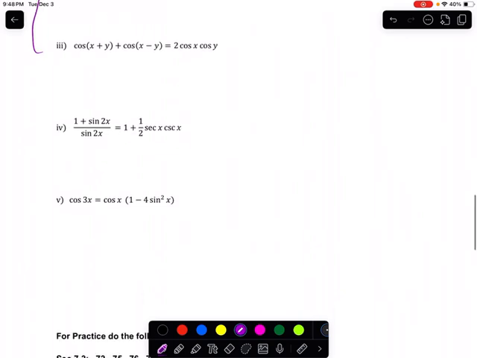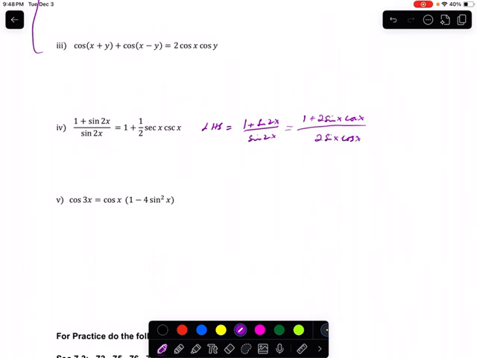So the fourth one, I again start with the left hand side. So let me start here. The left hand side is equal to 1 plus sine 2x divided by sine 2x, which can be written as 1 plus 2 times sine x times cosine x, and then divided by 2 times sine x cosine x.